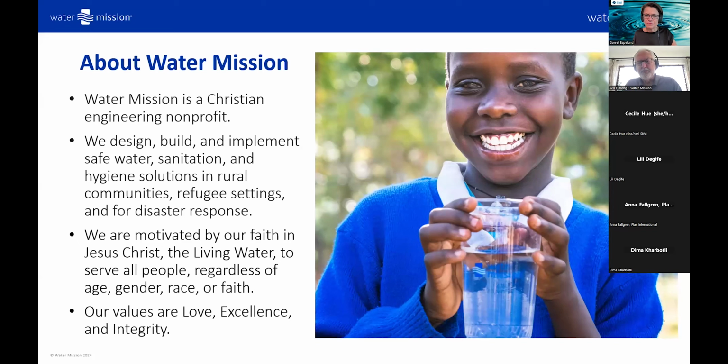So Water Mission is a Christian engineering nonprofit with a significant emphasis on construction, engineering, and community development. We design, build, and implement WASH solutions in developing countries and rural areas, refugee settings, and disaster response. And our faith really drives us to serve all people, regardless of religion, nationality, any differences whatsoever. And our values are love, excellence, and integrity. And these inform and guide us in everything that we do. They really are part of how we go about things.